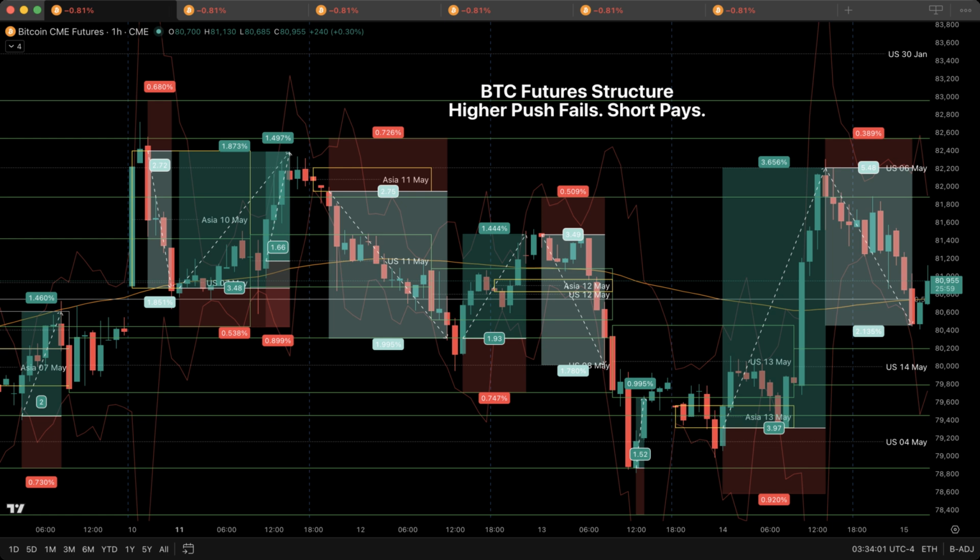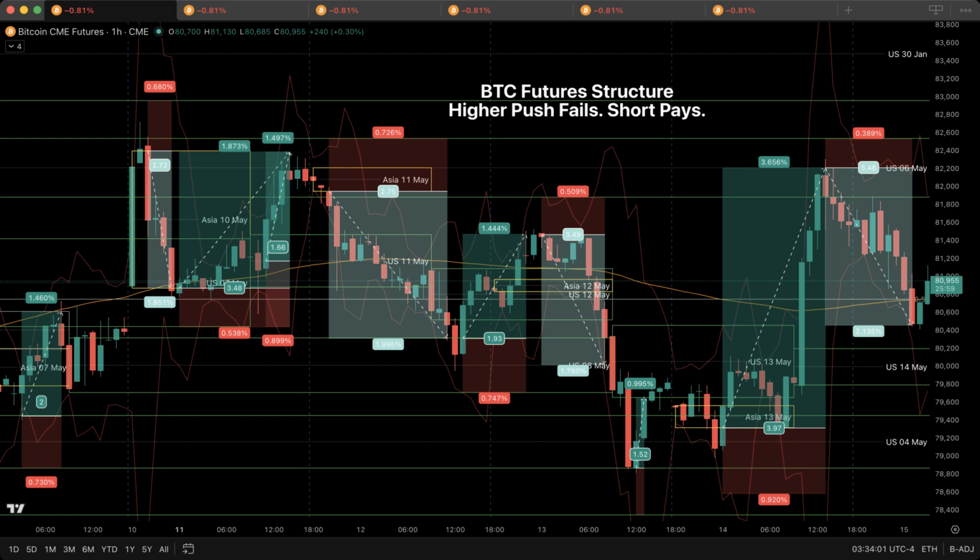Entry: May 6th U.S. midpoint. Stop: May 6th U.S. upper boundary. Target: May 1st U.S. upper boundary. Then trail to May 11th U.S. upper, May 12th U.S. upper, and May 13th U.S. upper. Risk-reward ratio 5.48.